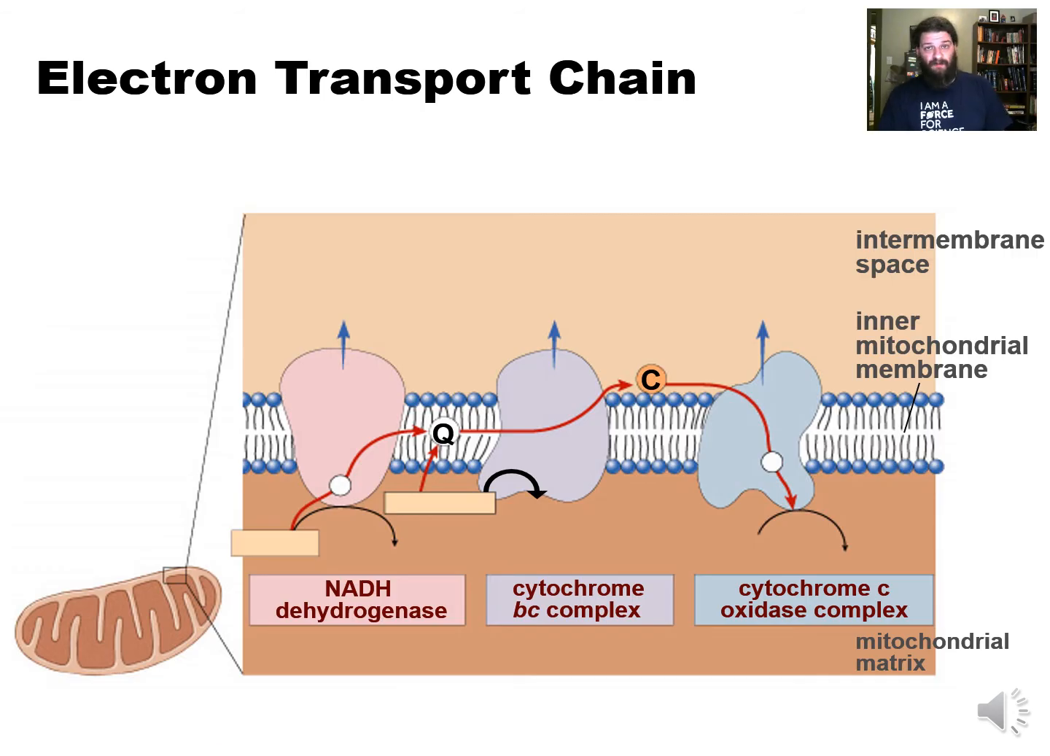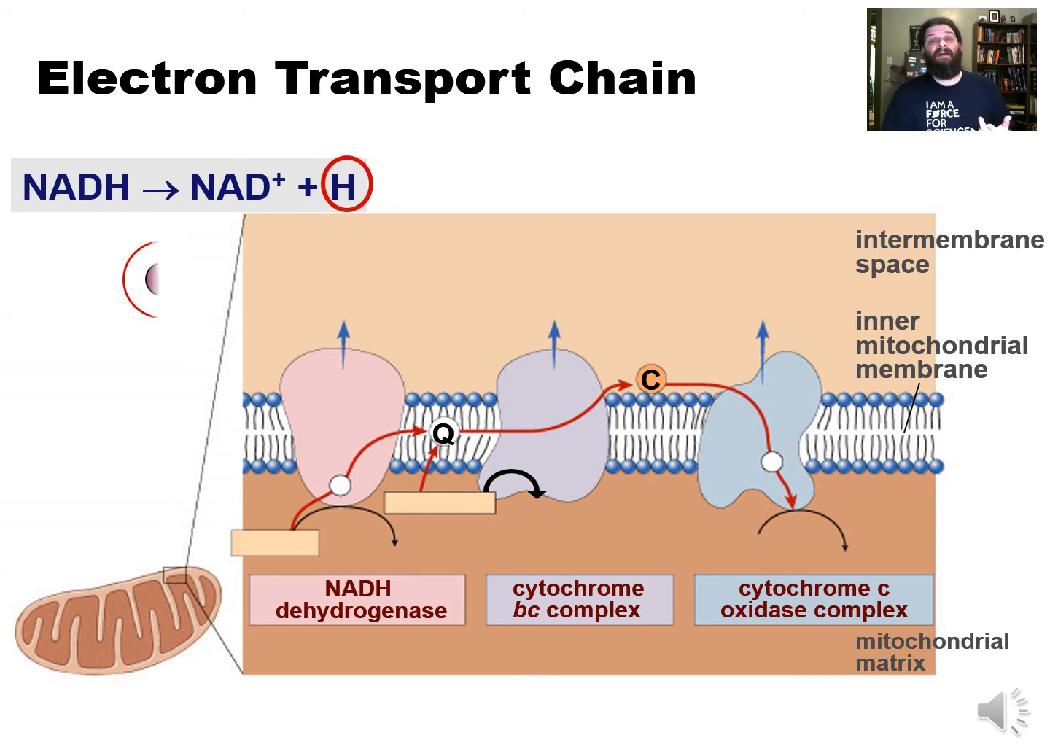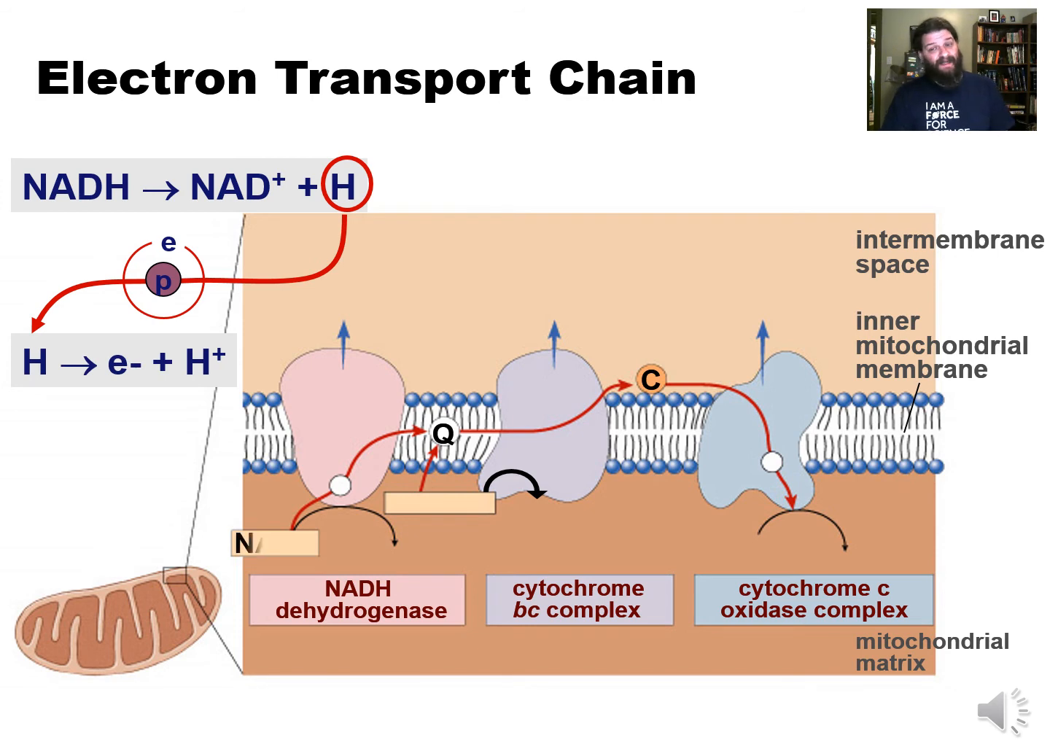NADH carries its electron by carrying a hydrogen atom. So when I take that NADH and I break it apart into NAD and hydrogen, remember that hydrogen is element 1. So that means that the hydrogen is really a proton with an electron whizzing around it. So the first thing that's going to happen here at NADH dehydrogenase is that NADH is going to be split into NAD and H. And that hydrogen is then going to have the electron moved through the protein, and the proton that's left behind is going to be shuttled into the inner membrane space.